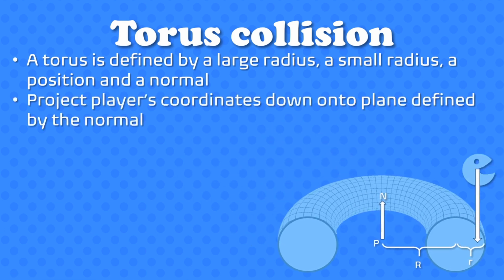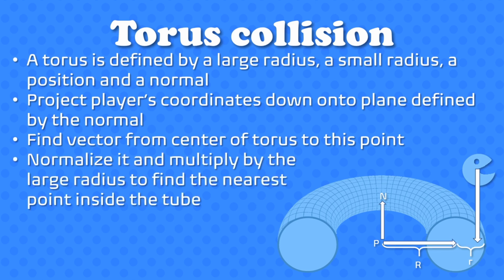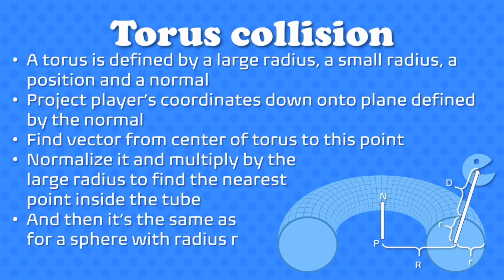So we need to project the player's position down onto the plane defined by the normal. We can normalize that and multiply by the radius of the ring to find the nearest point inside the tube. And then we can use that in the same way that we avoid a sphere and just displace the player along that vector.